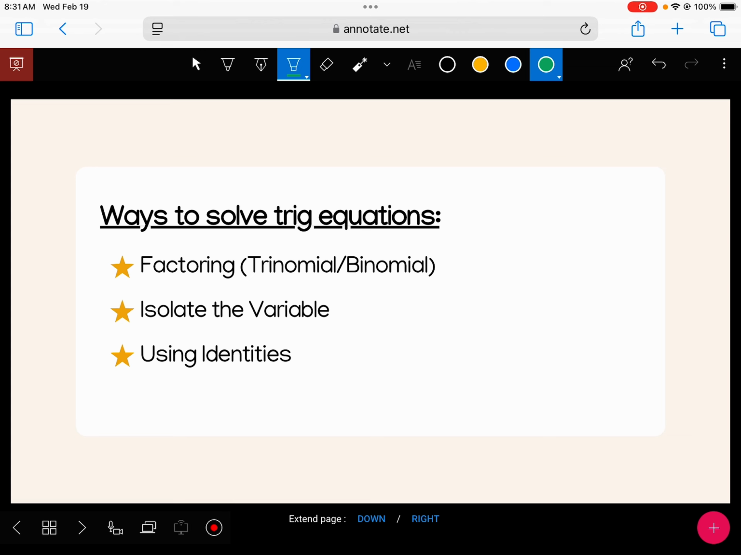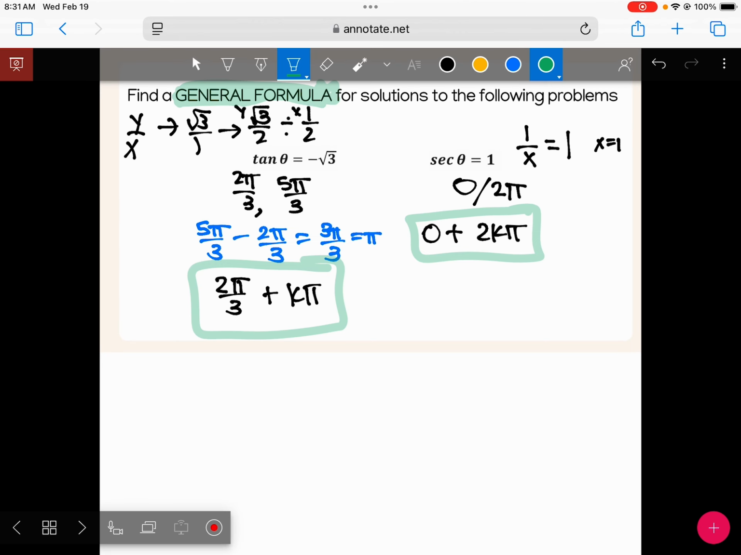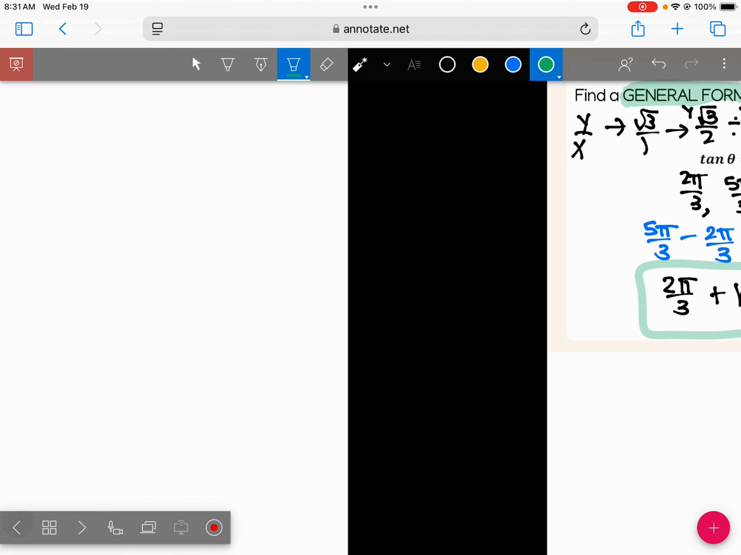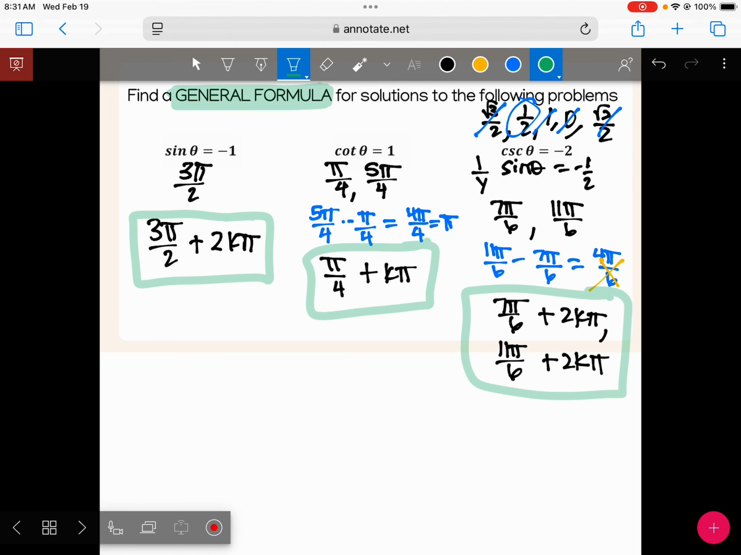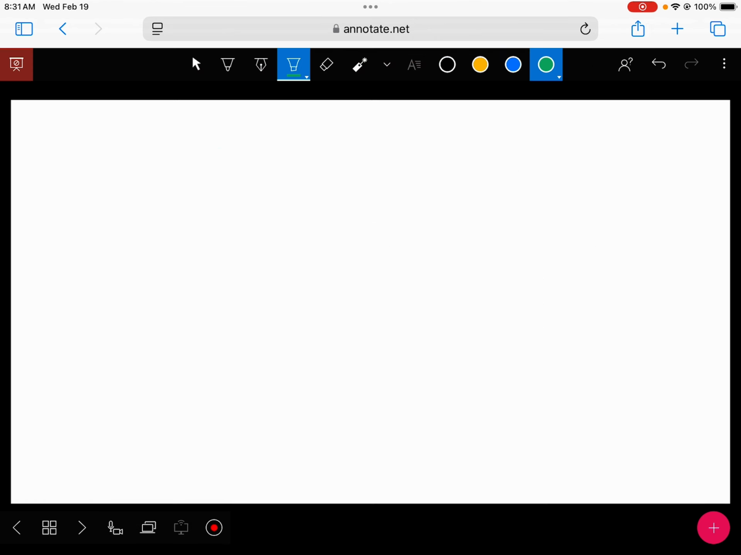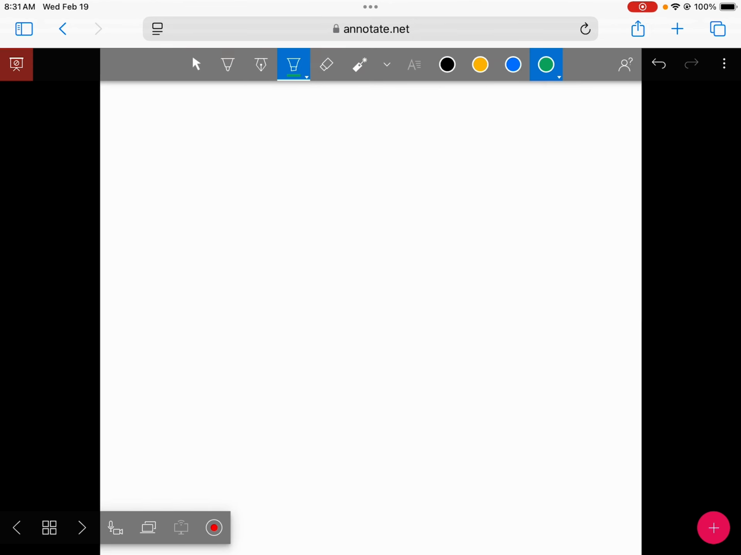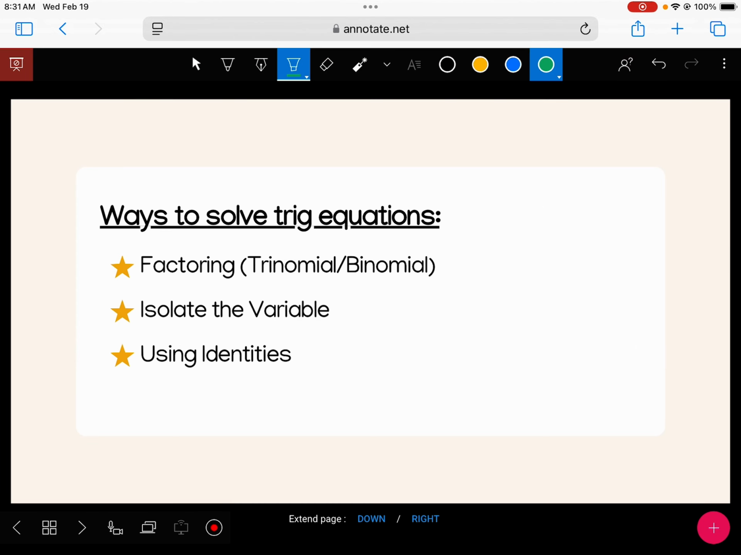Now, these type of problems that we've been working on, it's a trig function equal to a number, right? It's just right there. You have to do very little work. You go right to the unit circle and figure out where that is equal to that. When we don't just have those values popping right out of us, we have 3 options. We can factor, we can isolate the variable, and we can use our identities.